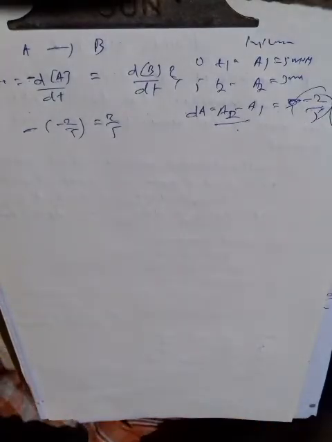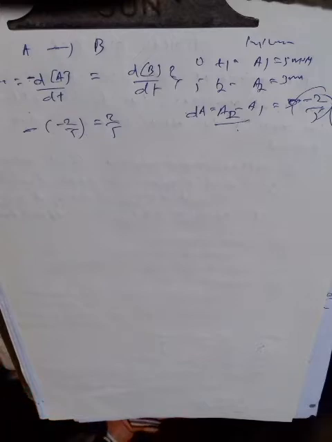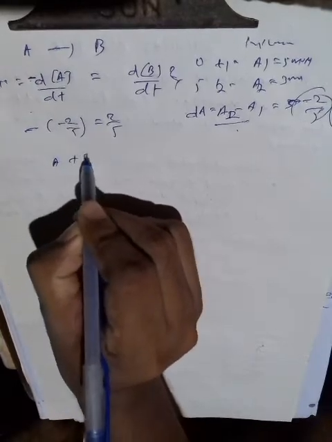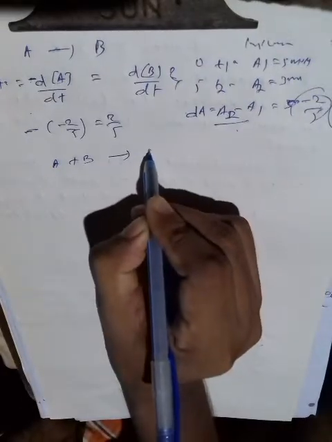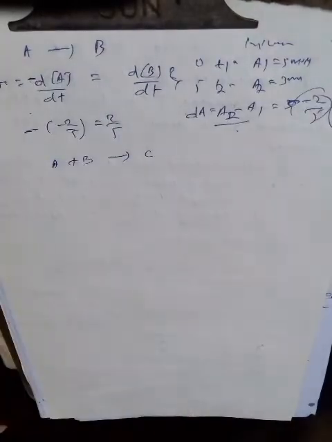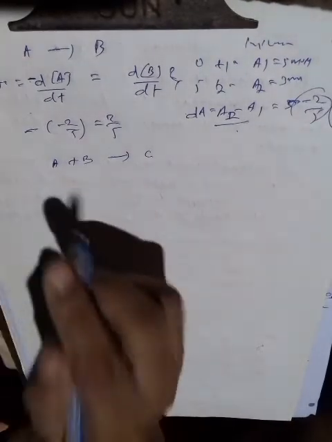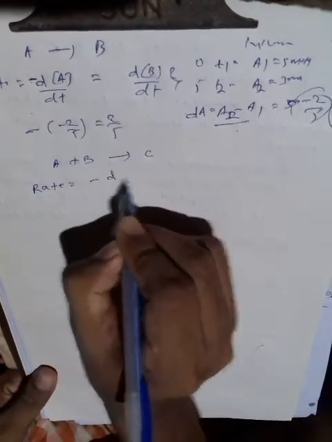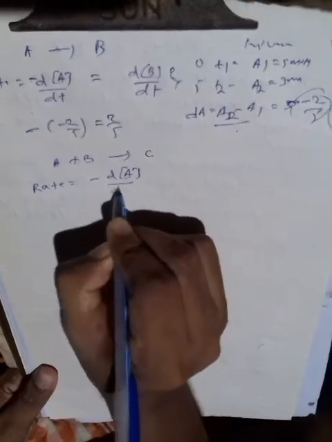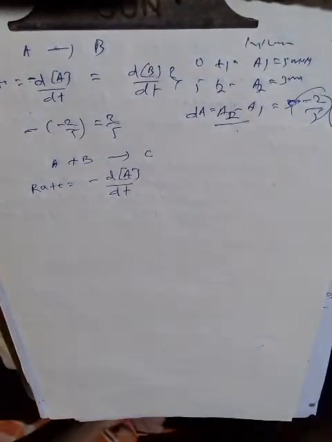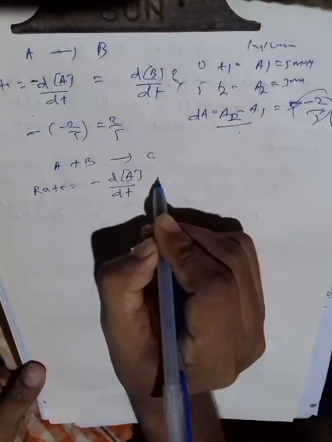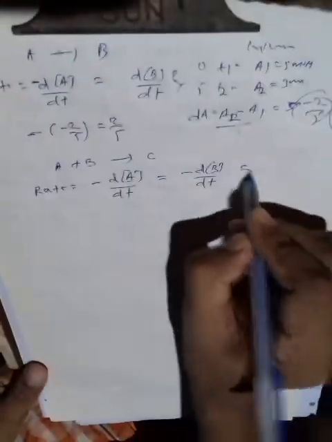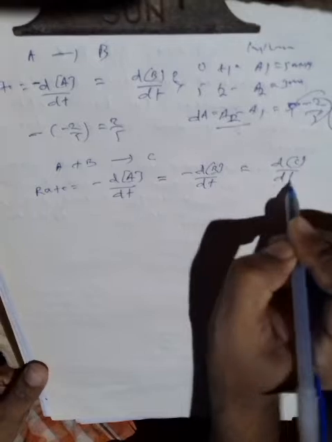Now we will study how we can write the rate expression of a reaction. Suppose a reaction is A plus B forming product C. So in this way we can write the rate of the reaction. The rate expression for this reaction will be minus of dA by dt, where dA is the change in concentration of reactant, is equal to minus of dB by dt is equal to dC by dt.